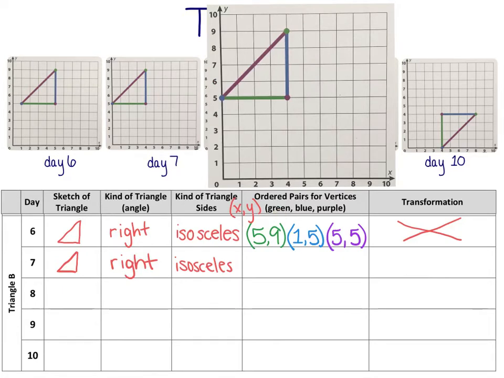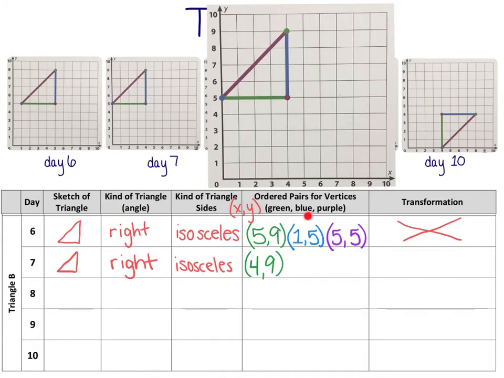The green point first. Here is our green point. And remember, we're looking at the x-axis, then the y-axis. So the x-axis is at 4. So we will write 4, comma. And we'll go back to our point and we look at the y-axis, which is 9. So our ordered pair is 4, 9.